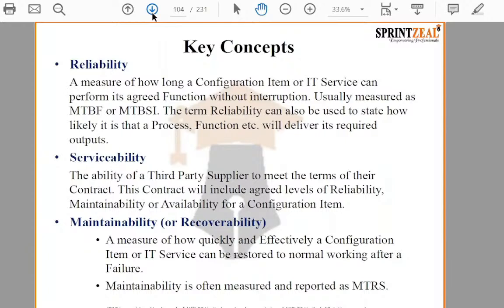So in my example with Sprintzeal's website, their reliability is usually measured as mean time between failures. So I logged on, the system was down for 7 minutes. You log on later today, it was down for 3 minutes. So they're going to calculate the reliability, which is the mean time in between failures, the time in between I logged on and it failed and you logged on and it failed, and any other occurrence of failure. So that's how they're going to calculate how reliable their system or service is.